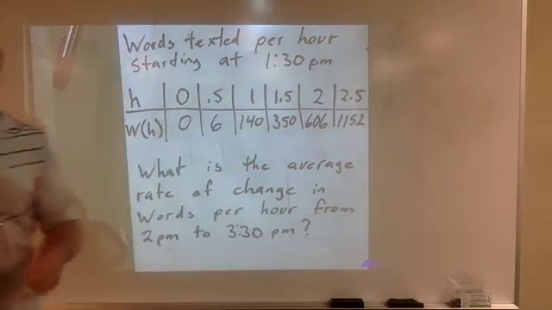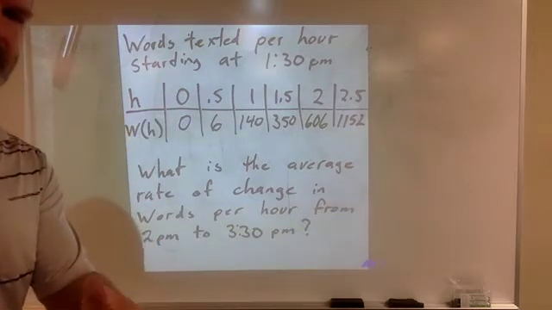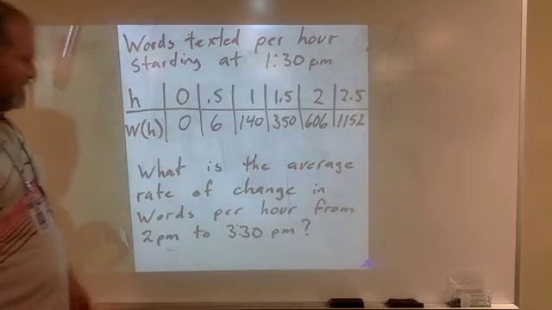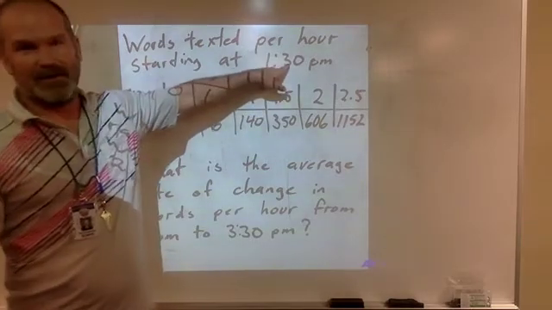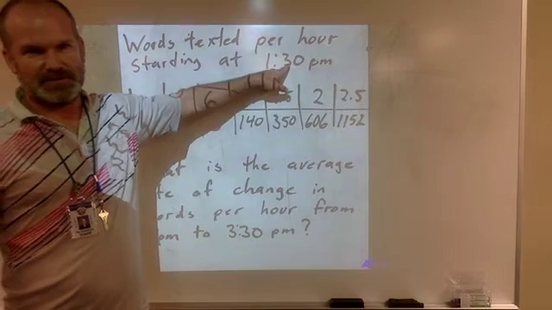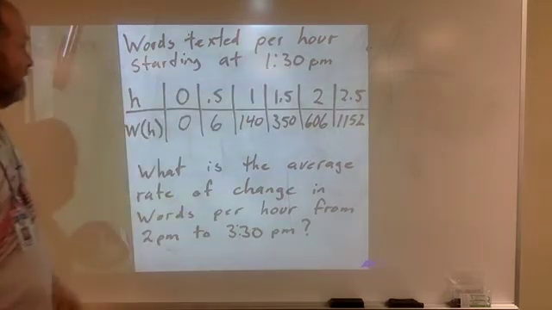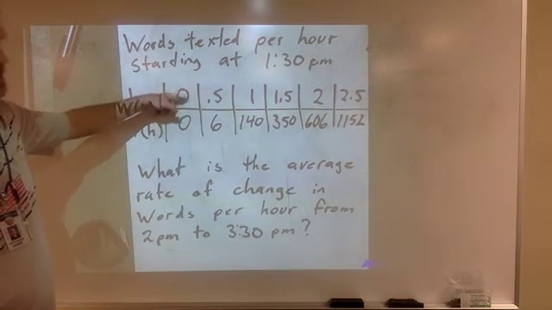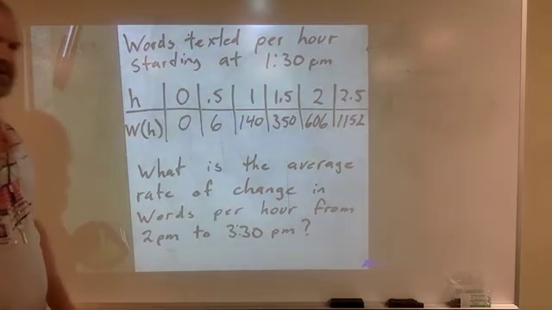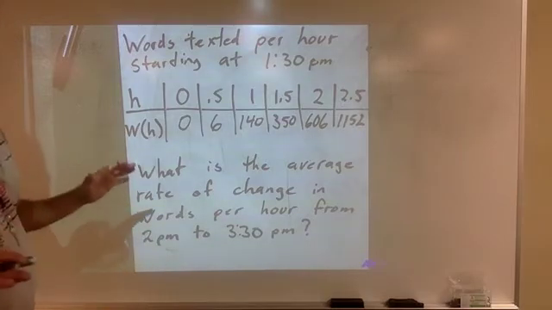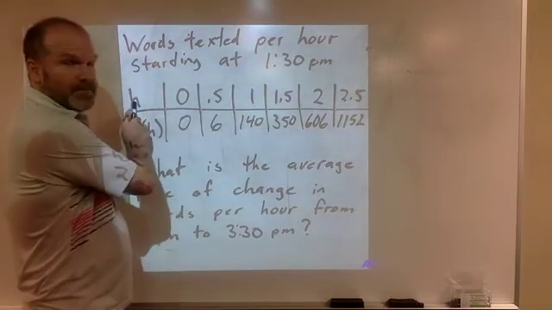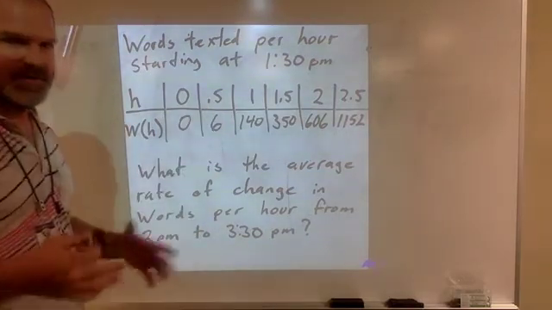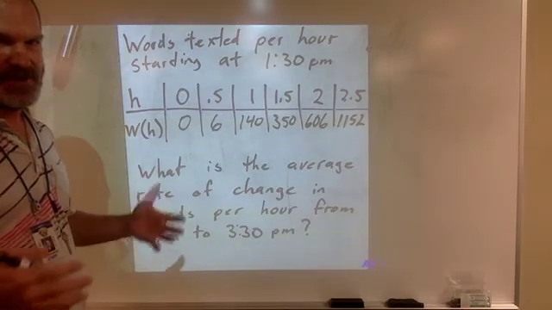And what that means is you people on your phones texting each other. How many words per hour do you text each other? And it starts at 1:30, which is when school ends. So that's when you all start texting each other. That's why at 0 hours, what does that mean? That doesn't say 1:30. It says 0. Well, because 1:30 is your starting point. So you're starting at 1:30 and you're going in terms of hours. So 0.5 hour, that's a half hour. 0.5 is a half. Half an hour is 30 minutes.